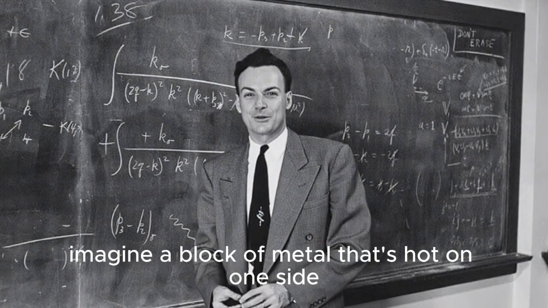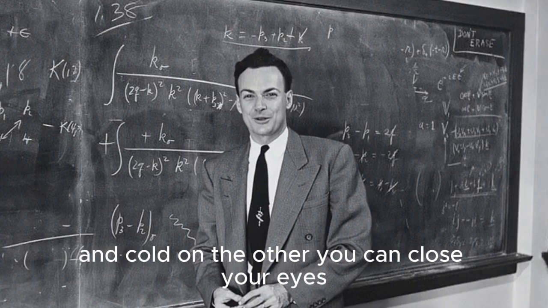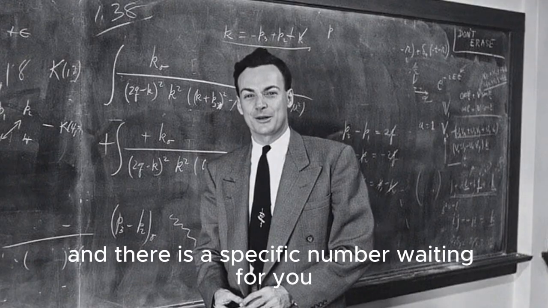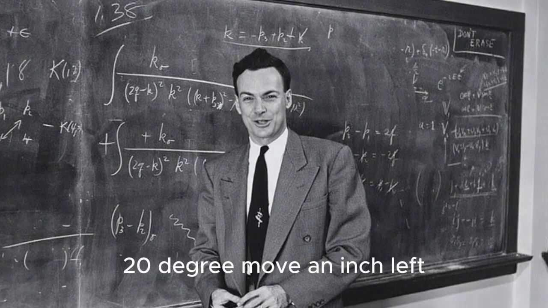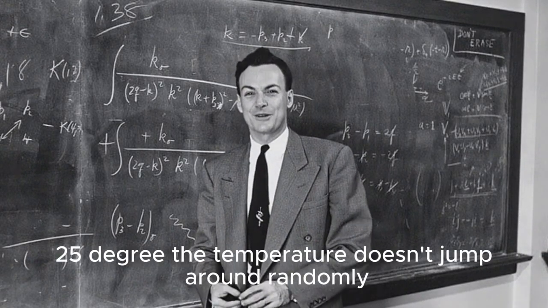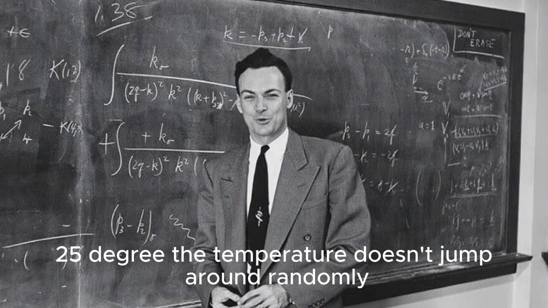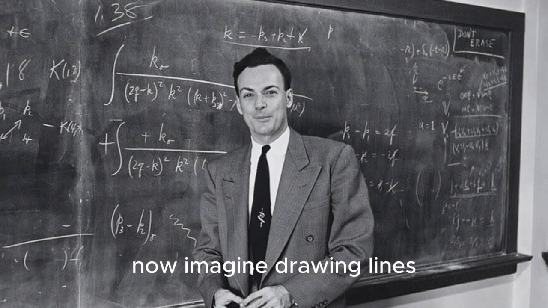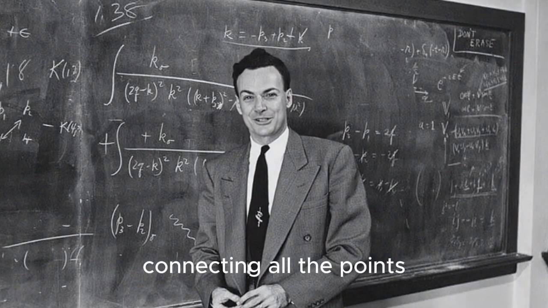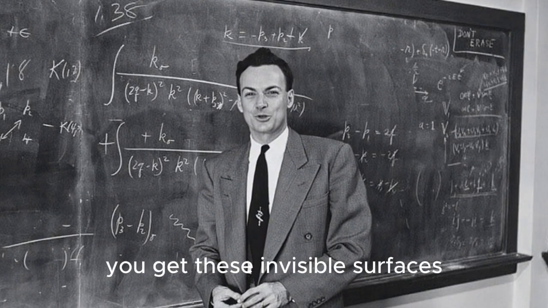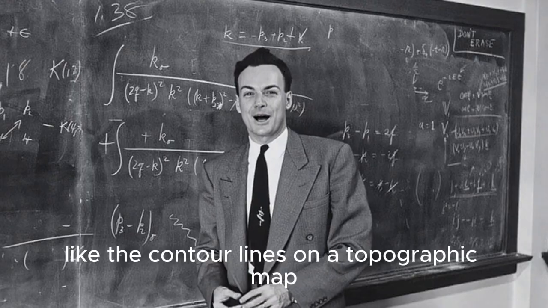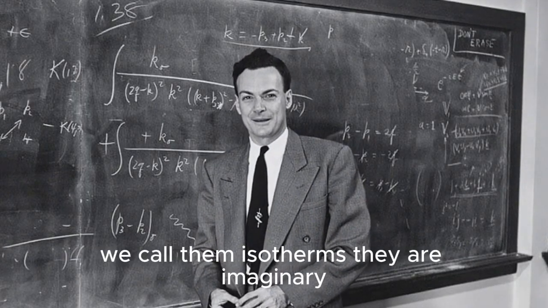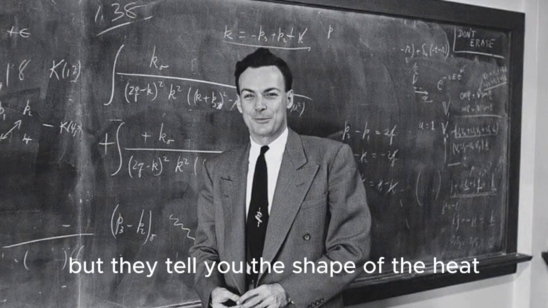Imagine a block of metal that's hot on one side and cold on the other. You can close your eyes and point to any spot inside that metal, and there is a specific number waiting for you, 20 degrees. Move an inch left, 25 degrees. The temperature doesn't jump around randomly, it changes smoothly. It forms a landscape. Now imagine drawing lines connecting all the points that have the exact same temperature. You get these invisible surfaces like the contour lines on a topographic map. We call them isotherms. They are imaginary, but they tell you the shape of the heat.